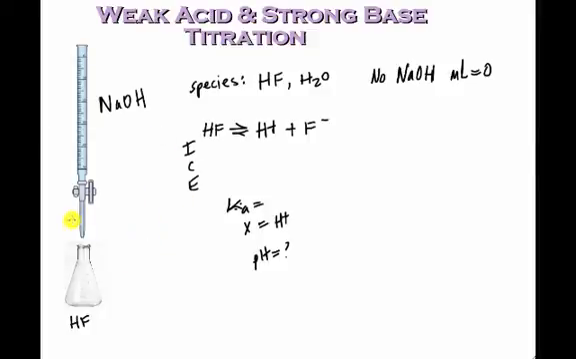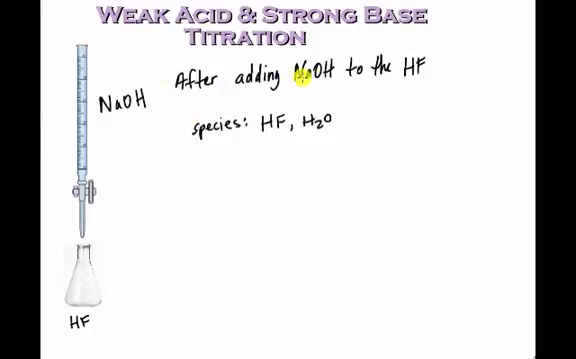Now, after you add the first drop, so when the volume, when the milliliters, is now greater than 0, what we create is a buffer. We're going to create a buffer. Okay, why is that? Well, let's take a look at what happens to see why a buffer forms. Let me erase this. So after adding the sodium hydroxide to the hydrofluoric acid, let's take a look at the species that we have present. Well, we have hydrofluoric acid, we have water, and we're going to add sodium ions and hydroxide ions.